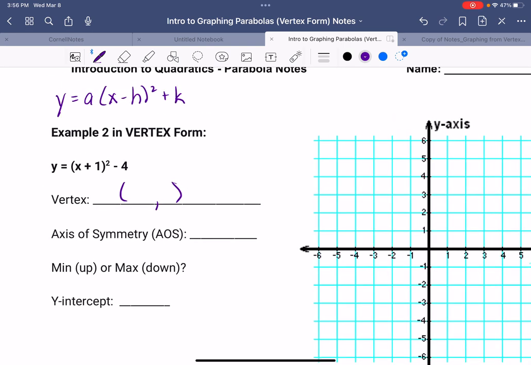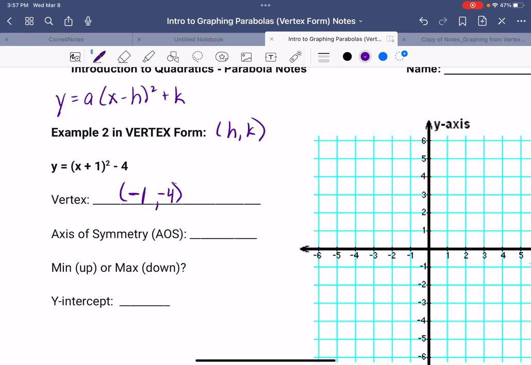Well, if our vertex is h comma k, if I look up here, this is my h. Now it says plus 1, but my equation is minus, right? So I'm going to make sure I'm doing the opposite of plus 1, which would be minus 1. But then my k stays the same. So my k is negative 4. Okay, so my vertex now is negative 1, negative 4.